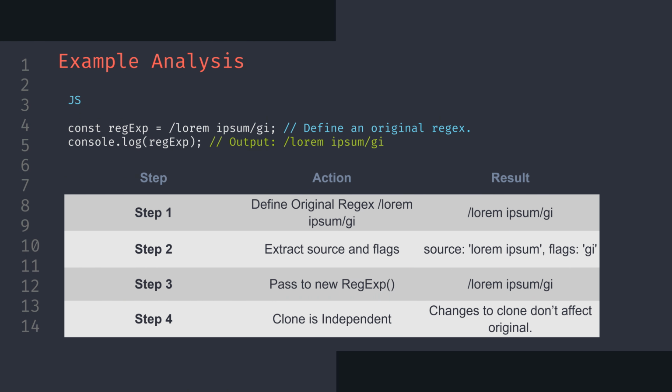In this example, we clone the regex lorem ipsum gi by extracting its source and flags and passing them to the regex constructor. We ensure that the clone is independent and behaves as a separate object.